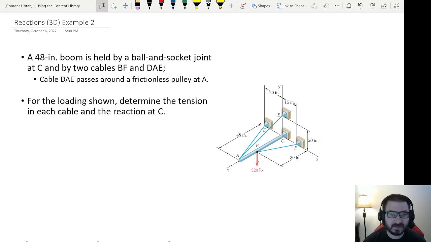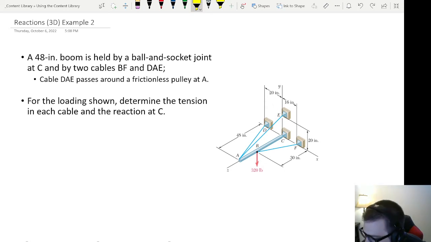Now that's kind of important for this problem because DAE is the same cable from A to D as it is from A to E, so it's going to be the same tensile force. Basically, there's a little loop there at A, and there's a single cable that passes through both of them. That is incredibly important as we start defining our problem. And then we have this 320-pound weight that's being applied at B, and we're supposed to determine the tension in each cable and the reaction at C.